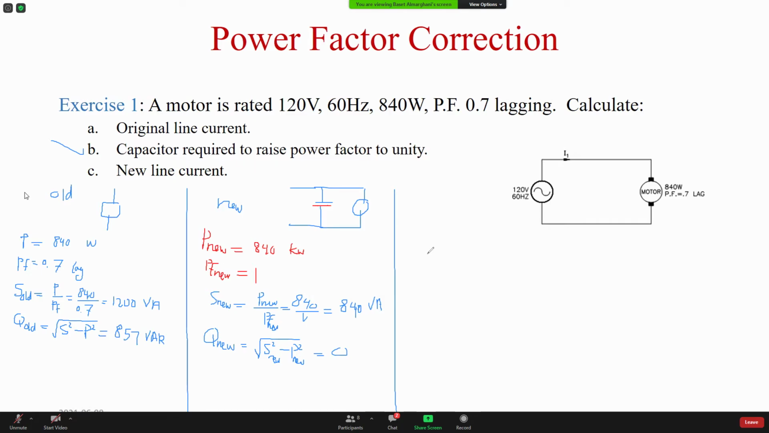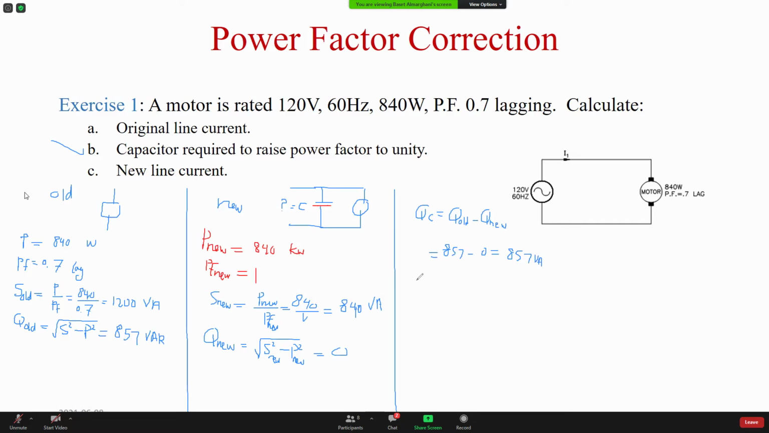The question is, what is the capacitor that we need to connect? What is the value of C here? So we have to find QC. This C is going to reduce Q from this value to this value. So Q old minus Q new. So 857 minus 0 is going to be 857 volt ampere.